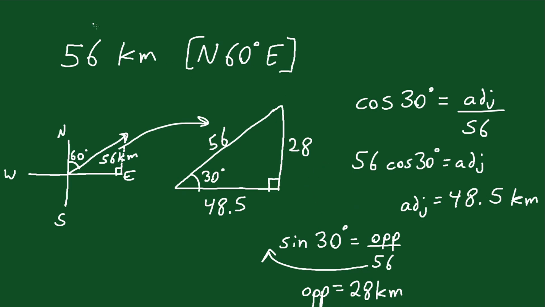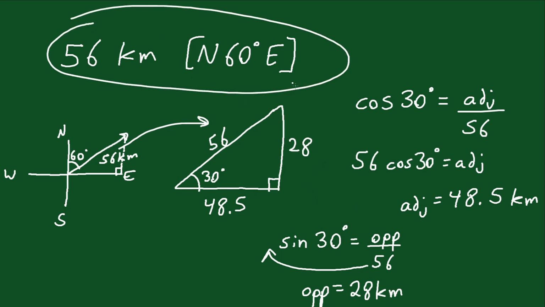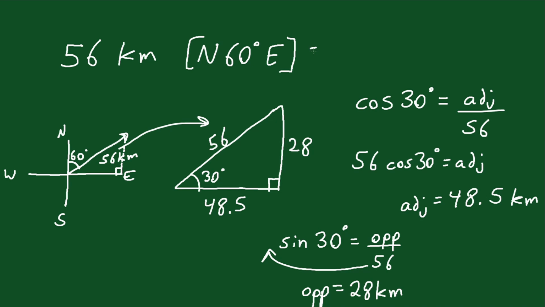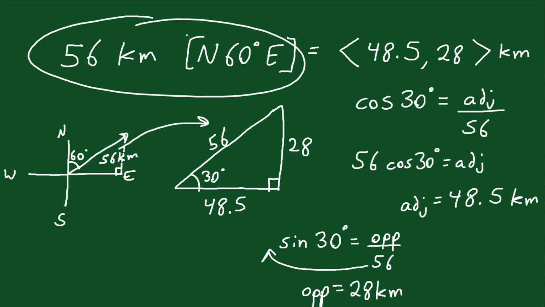So if I wanted to write this vector, and this is a vector, as a vector in component form, all you'd have to say is 48.5, 28, and I would even go so far as to include the units on the outside of this because it is in kilometers. So this vector and this vector are the same thing.